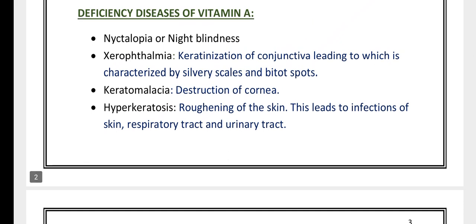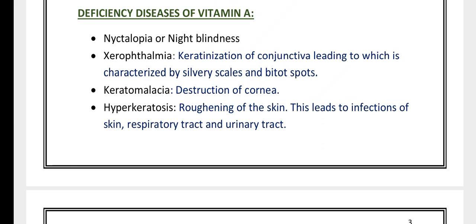Now we can see some deficiency diseases of vitamin A. First diseases include nyctalopia or night blindness, and the second disease is xerophthalmia. So xerophthalmia is a keratinization of conjunctiva which is characterized by silvery scales and Bitot spots. Next, the third deficiency disease of vitamin A is keratomalacia. Keratomalacia is due to the destruction of cornea.